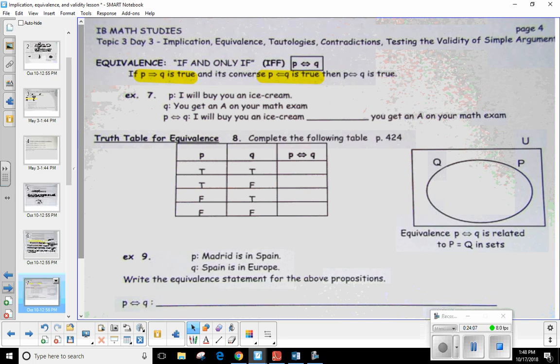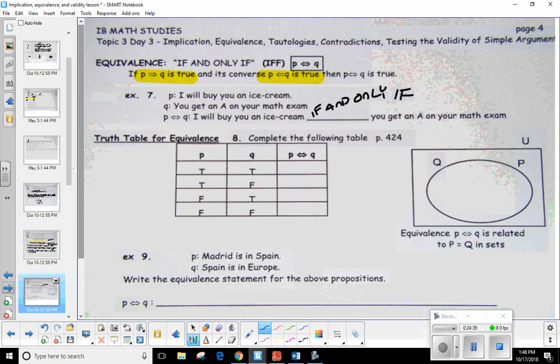Let's go ahead and take a look at our table here. Well, let's get our example 7. I will buy you an ice cream. You get an A on your math exam. So the equivalence: I will buy you an ice cream if and only if you get an A on your math exam. Or I can put IFF. Okay, good.